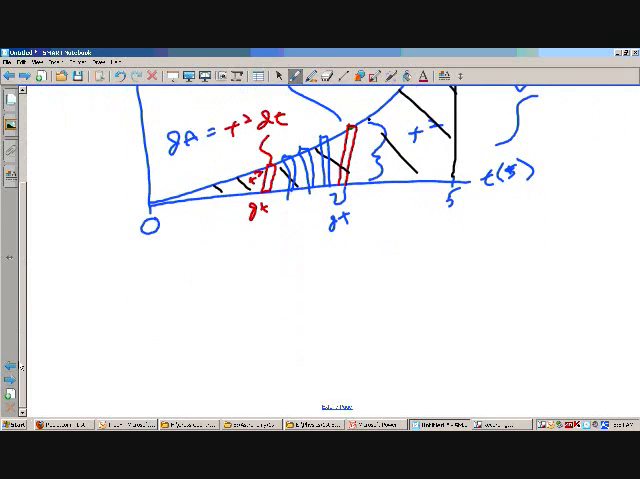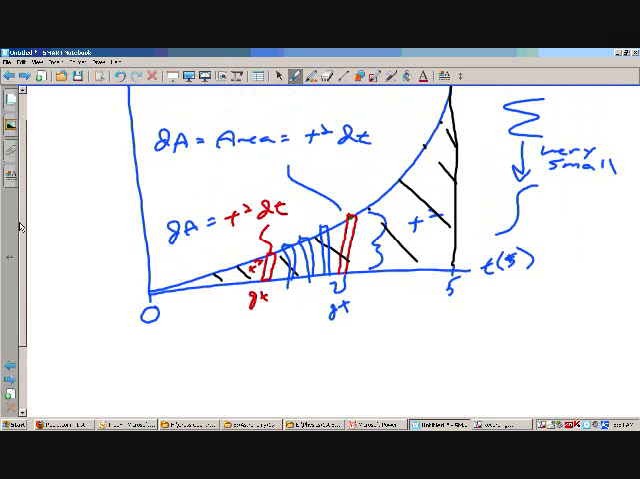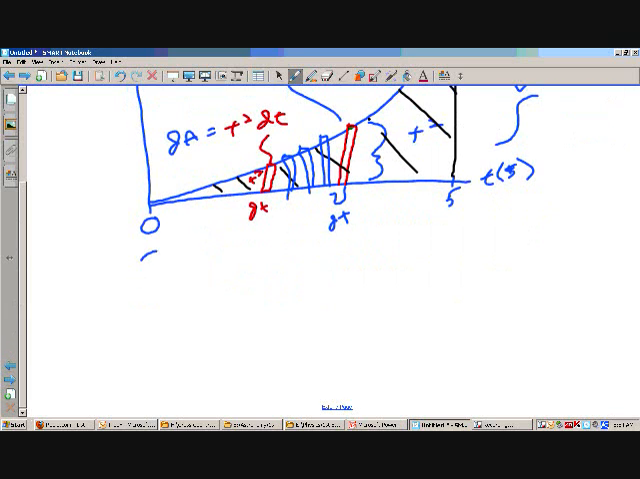So what I want to do is take the integral, I want to add up all these little areas. And so when we add them up, we're taking the integral. Here's my area. And I'm going to go from x is equal to 0 to 5. That's the whole plan.